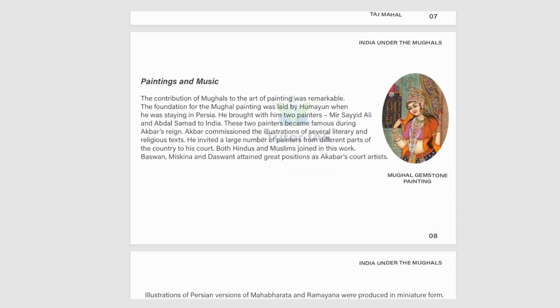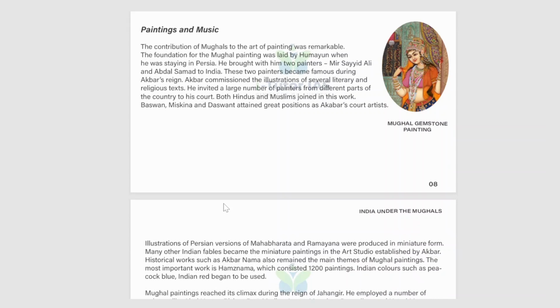Okay, and painting and music. This is one of the Mughal paintings, and the contribution of the Mughals to the art of painting was remarkable. The foundation for Mughal painting was laid by Humayun when he was staying in Persia, and he brought with him two painters, Mir Ali and Abdul Samad, to India. These two painters became famous during Akbar's reign also, and Akbar commissioned the illustration of several literary and religious texts. He invited a large number of painters from different parts of the country to his court.